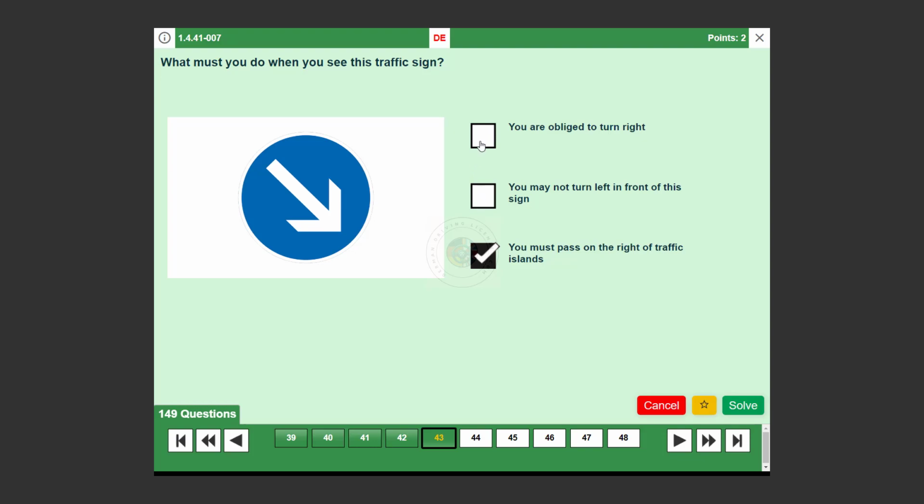You are obliged to turn right. False. The sign doesn't obligate a right turn. It indicates passing on the right of islands.